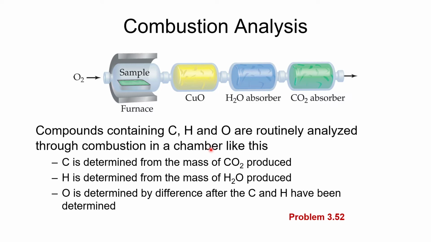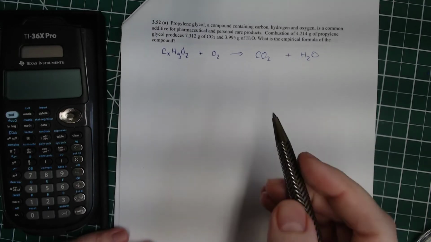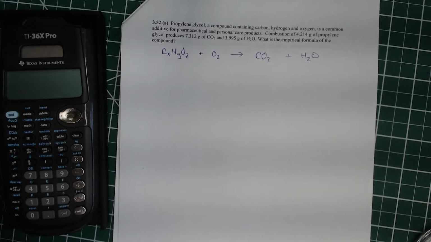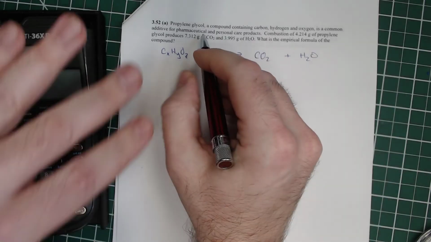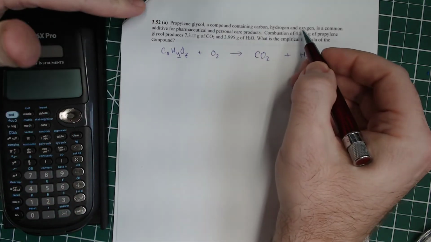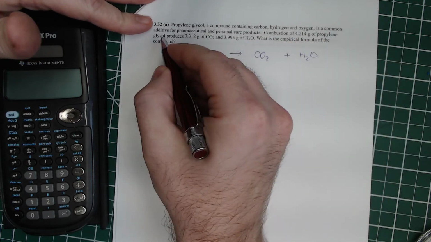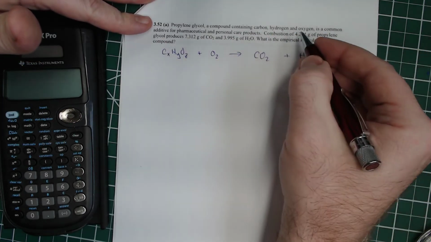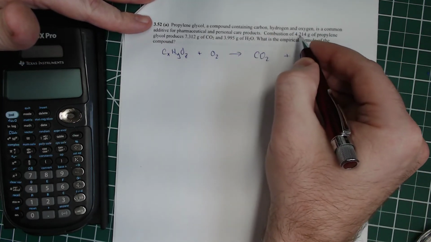So, okay, when we're setting this up, let's go back to number 3.52 here. So this is our in-class assignment here. All right, so a couple of things. Let's just go ahead and read it. A compound, propylene glycol, contains carbon, hydrogen, and oxygen, common additive for pharmaceutical and personal care products. That's extra information.